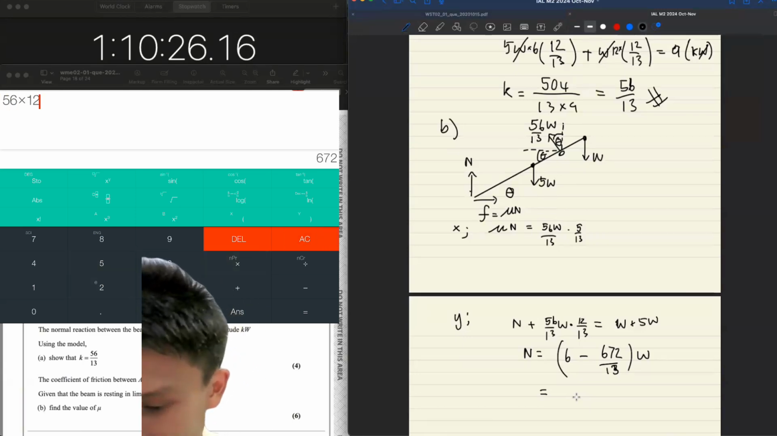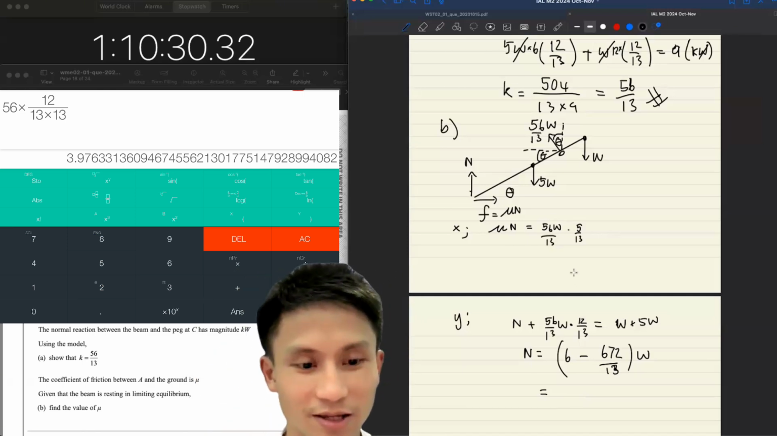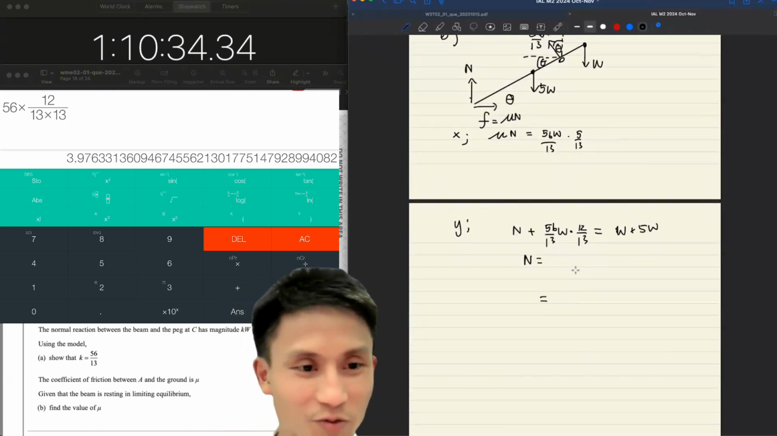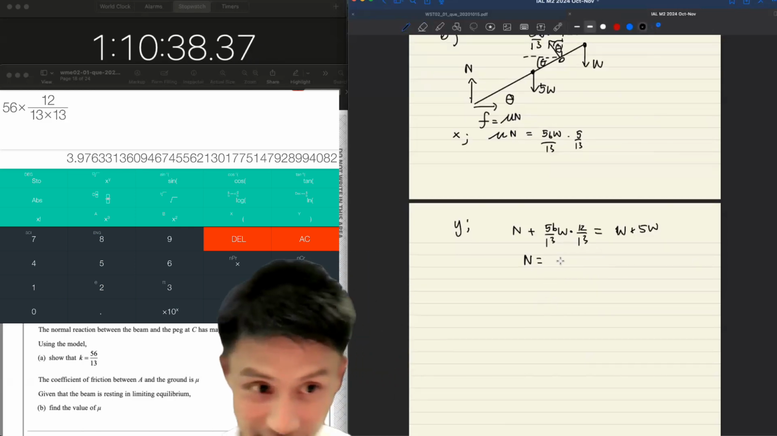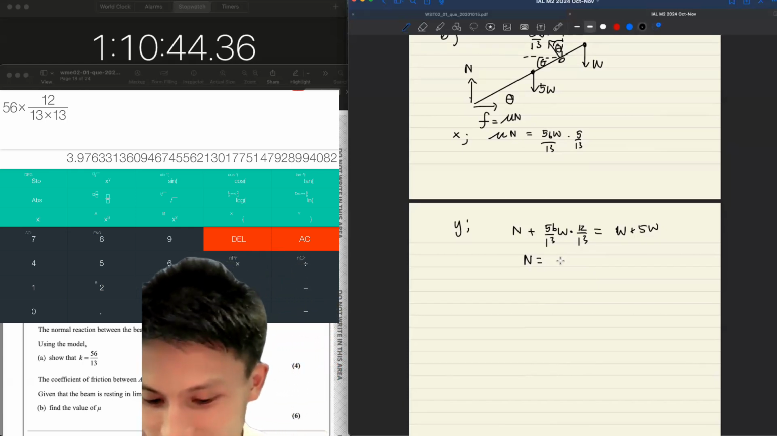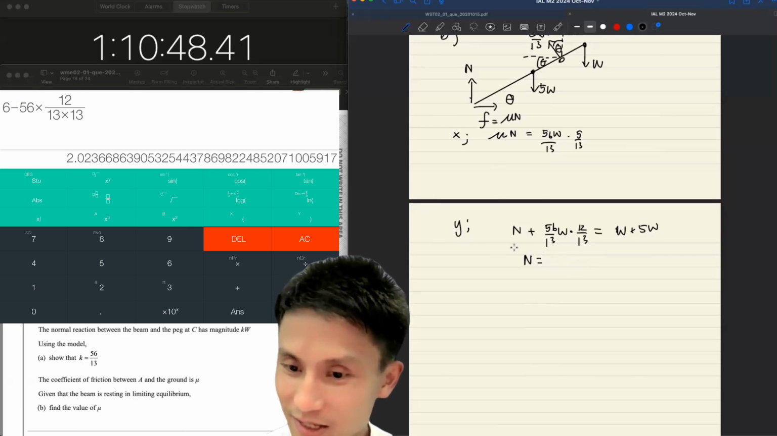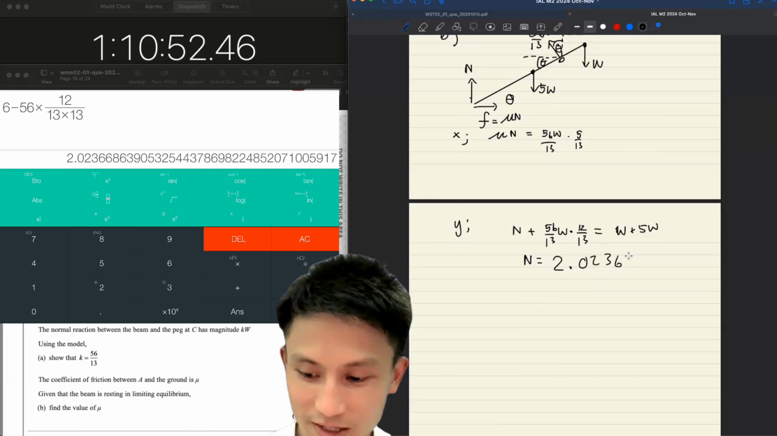56 times 12 divided by 13 times 13. Ah, that's what I missed. Sorry, because I forgot one of the 13s. This is what's wrong when you do mental math. Okay, so where was I? So 6 minus that, right? So N is, okay, no exact value needed. So let's do that.